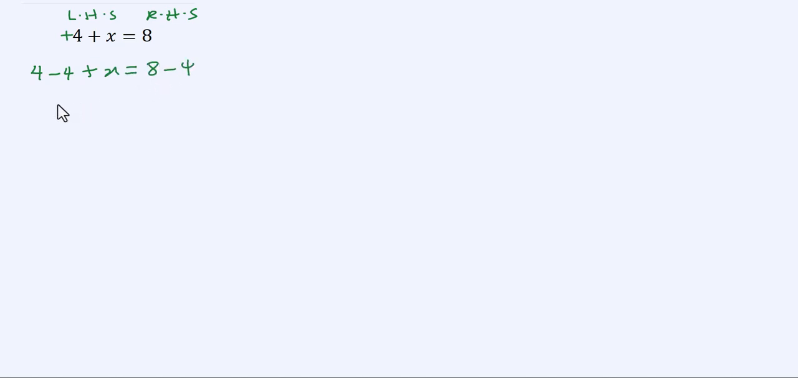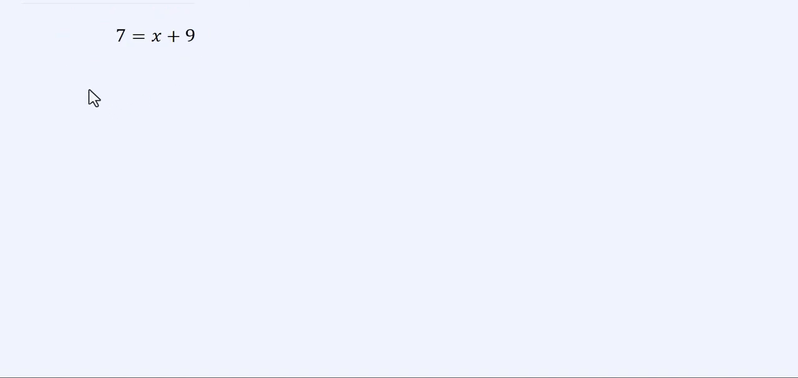We have to subtract 4 from both sides. So 4 minus 4 cancels out so that x is now equal to 8 minus 4, which is what? 4. And it makes sense. What value can you add to 4 to give you 8? So that's 4. 4 plus 4 gives you 8. It's simple. So nothing too difficult, nothing too complex.